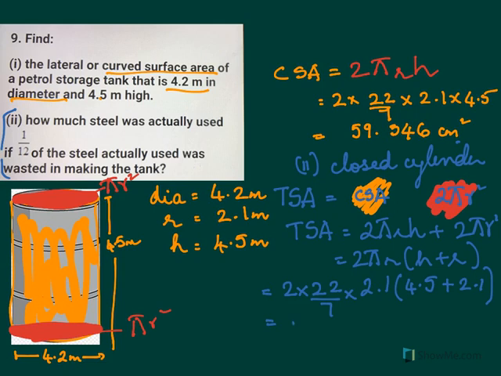So we have here 2 into 22 over 7, 21 over 10. You know why it is 10? Because this decimal was removed, so we have to put 10 here. And then we add up these, this will come 6.6. So on calculation you will get the answer at 87.12 square meters as the TSA of this cylinder.